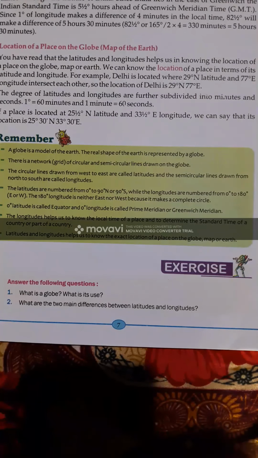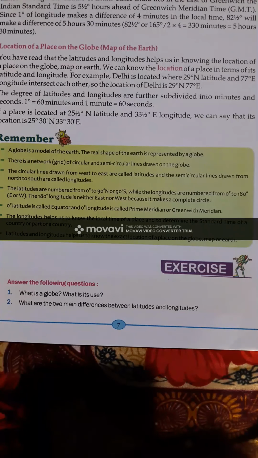For example, Delhi is located where 29° north latitude and 77° east longitude intersect each other. So the location of Delhi is 29° north and 77° east. The degrees of latitudes and longitudes are further subdivided into minutes and seconds. 1 degree is equal to 60 minutes and 1 minute is equal to 60 seconds.